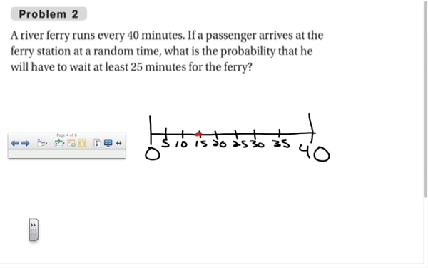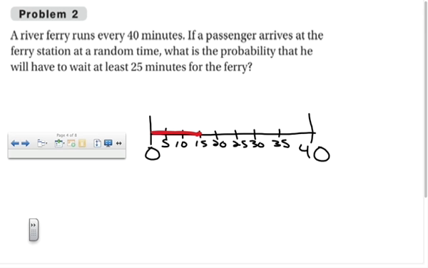Okay? So that's exactly 25 minutes. I want at least 25 minutes. So there's a region of this number line that I'm shading. Am I shading the left side of the number line, or the right side? The left. Because if a passenger arrives anywhere in that red zone, he's waiting 25 minutes or more for the next ferry.